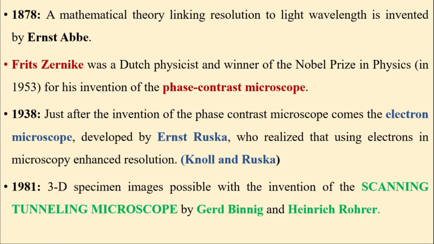In 1938, just before the phase contrast microscope, came the electron microscope, developed by Ernst Ruska and Noel. Ruska developed the electron microscope. In 1981, 3D specimen images became possible with the invention of the scanning tunneling microscope. Using it, we can process 3D specimen images of different cells. It was developed by Gerd Binnig and Heinrich Rohrer. You should remember this point: the scanning tunneling microscope by Gerd Binnig and Heinrich Rohrer, and the electron microscope by Noel and Ernst Ruska.